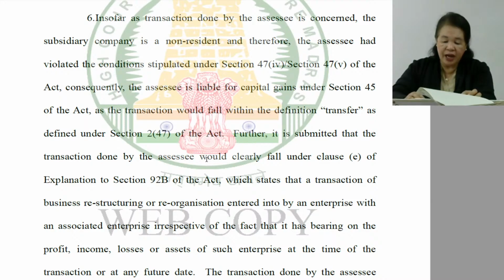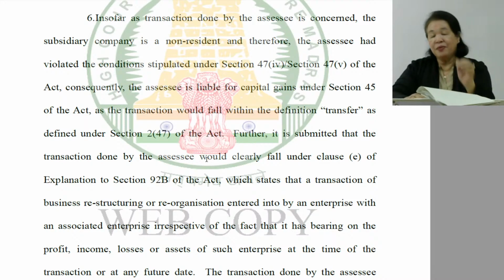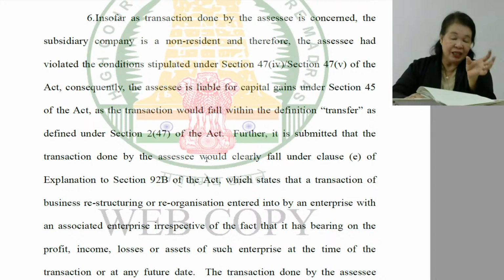Insofar as transaction done by the assessee is concerned, the subsidiary company is a non-resident and therefore the assessee had violated the condition stipulated under Section 47.4. Alam niyo, very important yung mga provisions. Why? Kasi pagka ang provisions na pinag-usapan, hindi napasok dyan yung transactions mo, of course, hindi ka pwedeng sumilong or gamitin yung provision na yan para sa exemption mo sa tax, no? So, yun ang nangyari dito.